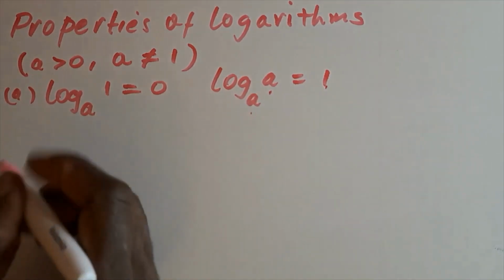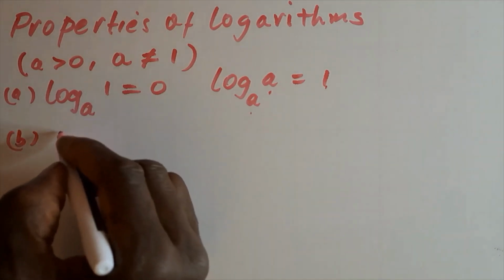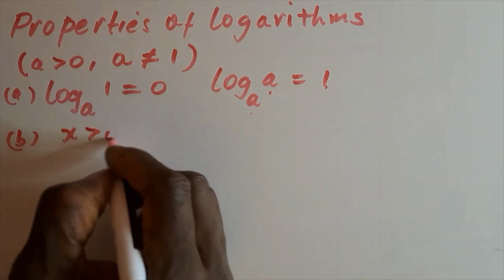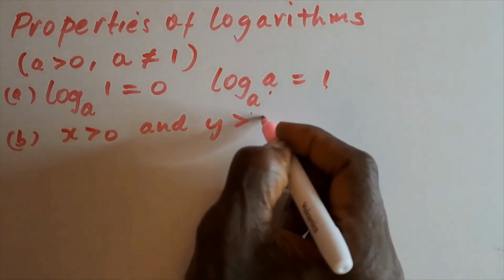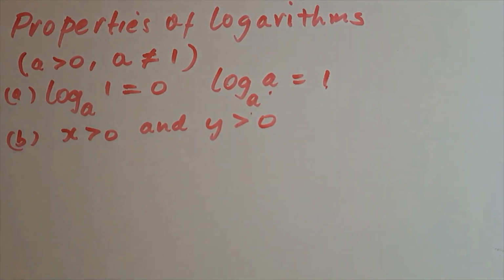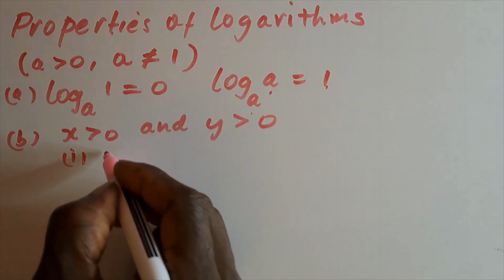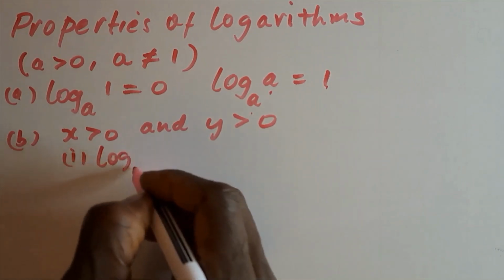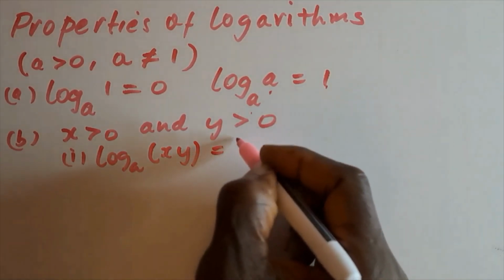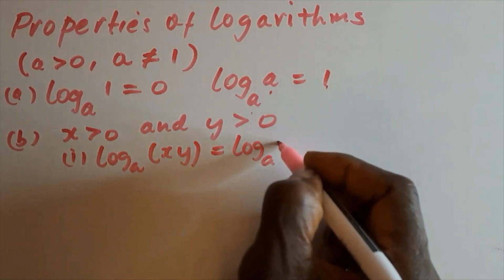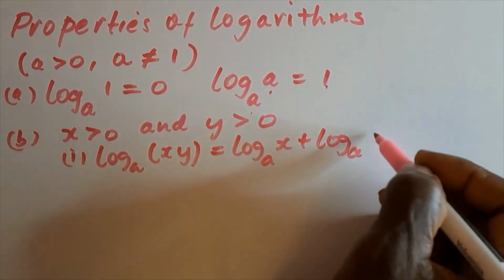Quite intuitive. Now b is for x greater than 0 and y greater than 0. So these two conditions must be satisfied for these two. Again, you might be familiar with this. Log to the base a of xy can be written as log to the base a of x plus log to the base a of y.